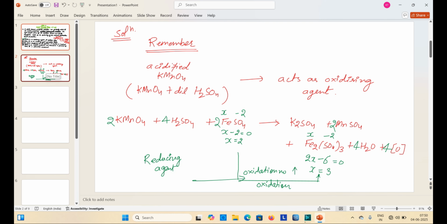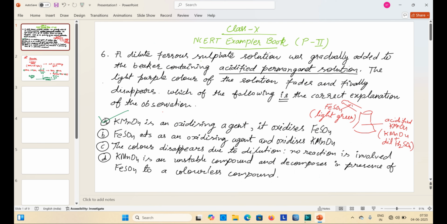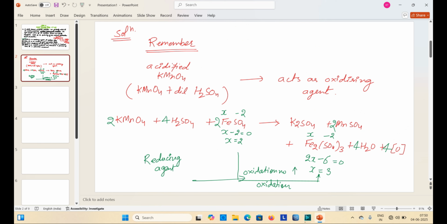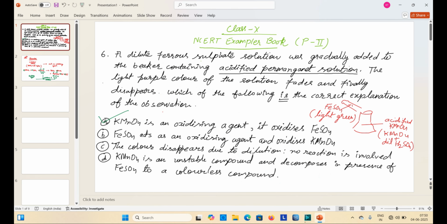But here in the option you are looking that FeSO4 acts as an oxidizing agent, but no, from the calculation we have come to know that it is acting as a reducing agent. So the second option, that FeSO4 acts as an oxidizing agent, is wrong. The third option is saying that the color disappears due to the dilution. No reaction is involved. So student, here no reaction is involved, it's wrong.